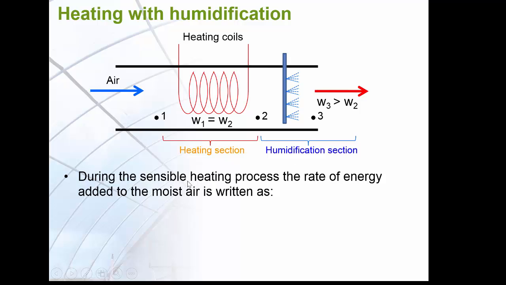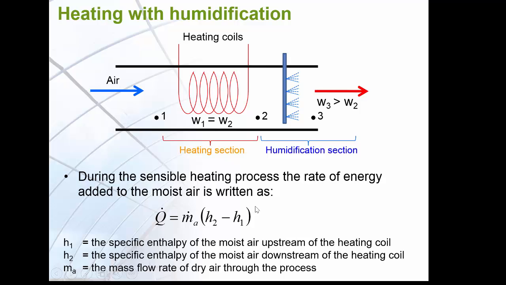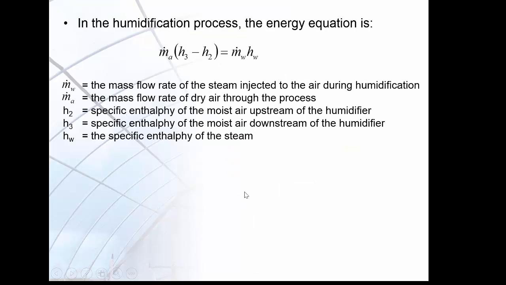So we can represent the rate of energy added to the moist air during the sensible heating process using this equation here. That's the enthalpy difference times the dry air mass, and this is the amount of heat added during the heating section, during the sensible heating process. We can also determine the amount of energy in the humidification process using this equation here.